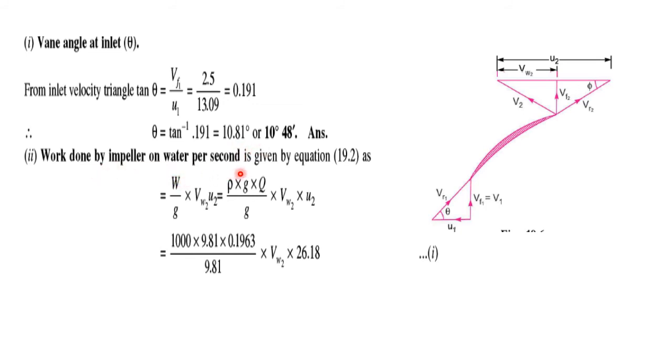Work done by impeller on water per second is given by this equation: W upon g multiplied by Vw2 multiplied by u2. The value of W can be replaced by rho g Q, so g and g cancel out. Multiply Vw2 multiplied by u2. So from here we can find out the value of Vw2.